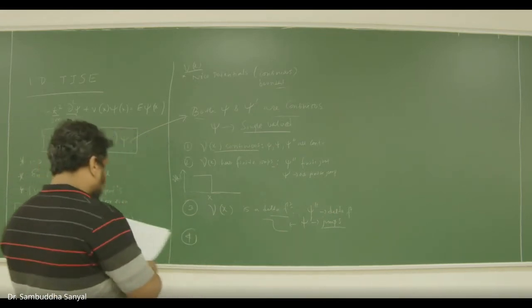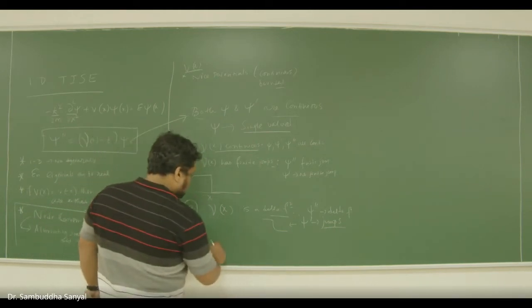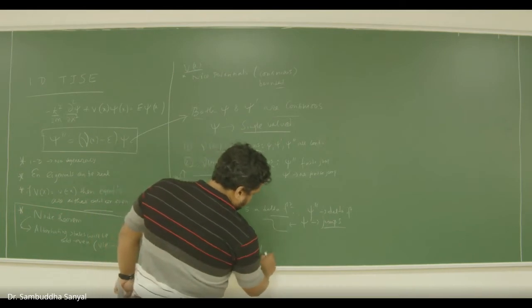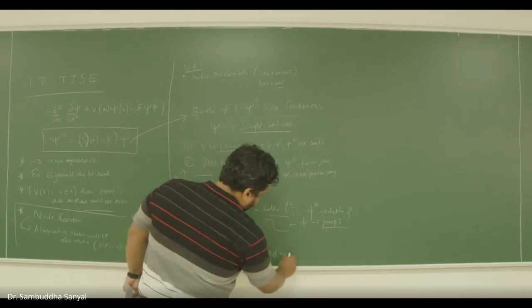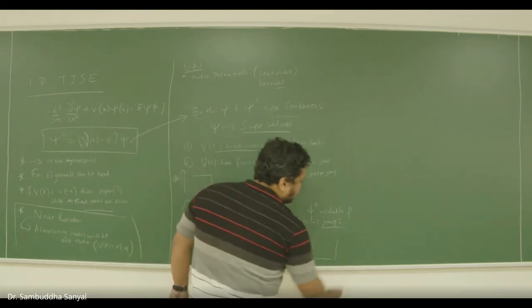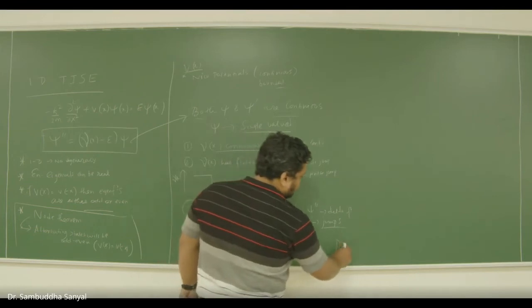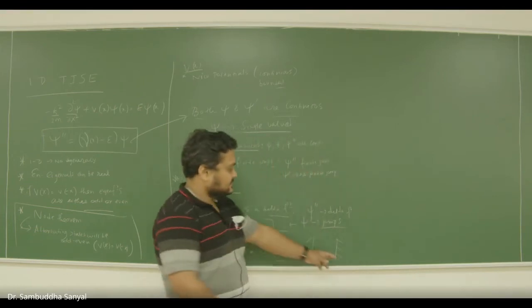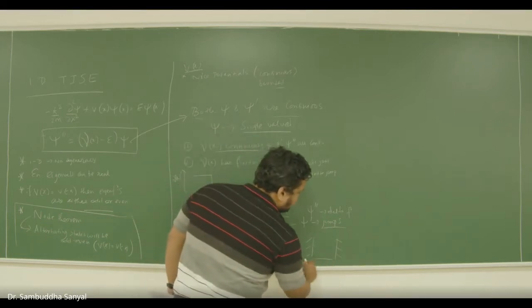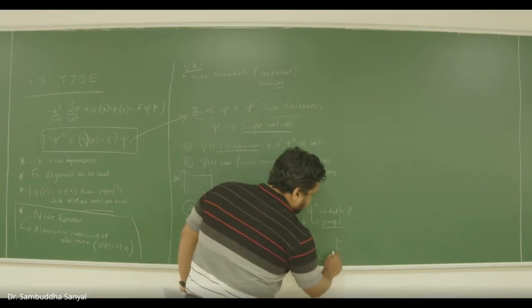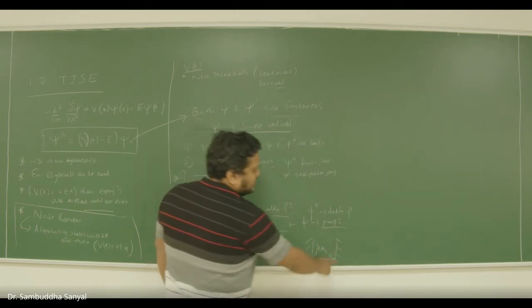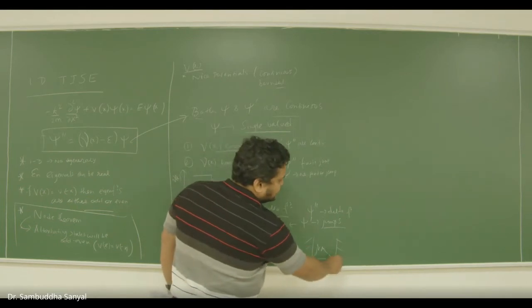Now the fourth property is that V(x) has a hard wall. Hard wall means what? That means the problem you did already, a particle-in-a-box kind of problem. Hard wall means there is no way the function can exist outside this. So the function is continuous in this domain. But since the function must vanish here, whatever happens in the middle, anything can happen in the middle, it must vanish here. That means it is not continuous at this point.